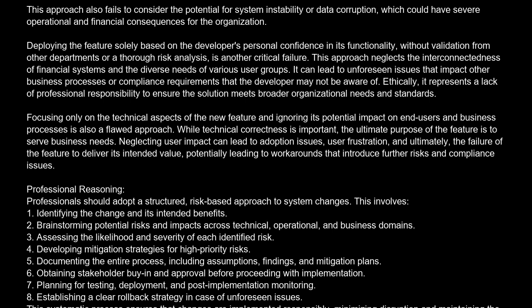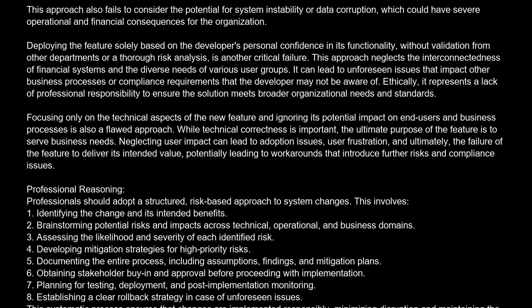Deploying the feature solely based on the developer's personal confidence in its functionality, without validation from other departments or a thorough risk analysis, is another critical failure. This approach neglects the interconnectedness of financial systems and the diverse needs of various user groups. It can lead to unforeseen issues that impact other business processes or compliance requirements that the developer may not be aware of. Ethically, it represents a lack of professional responsibility to ensure the solution meets broader organizational needs and standards.